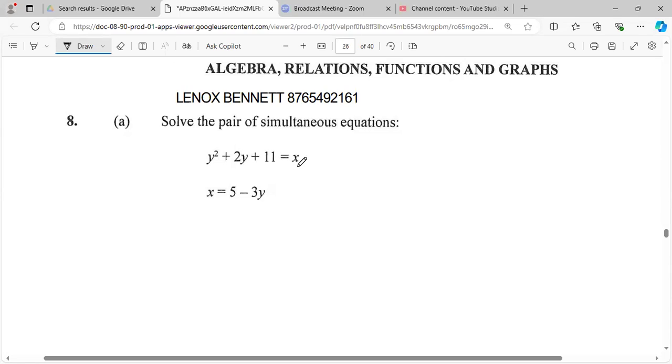I'm going to substitute x because they give you the value of x here. So instead of having x here, I'm just going to put this value here. So let's go. They make it easy for us. Normally you'd have to solve for one of them, but they already did that. So big up CXC for making this one comfy for the student. So remember, they gave us the value of x, right? And x is equal to 5 minus 3y.